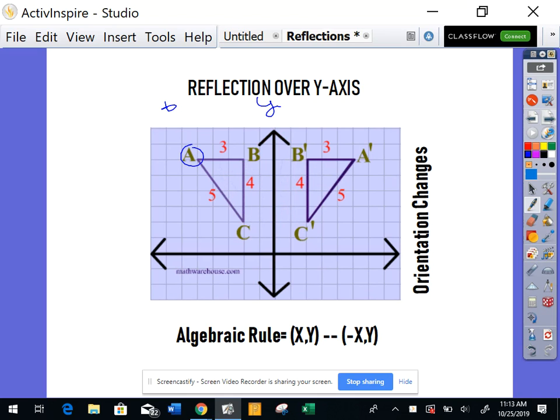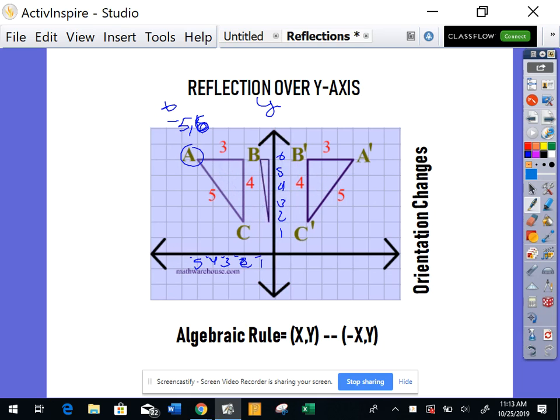So in this first one, looking at this A on the left, this first A is at, let's see here, 1, 2, 3, 4, 5. It is at negative 5. Those are all negatives. Okay? And the y is at 1, 2, 3, 4, 5, 6. So it is at (negative 5, 6).